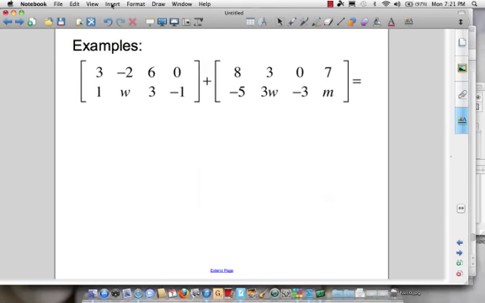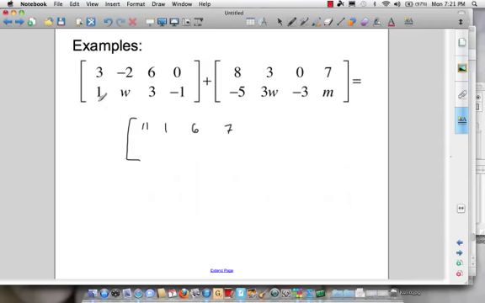Alright, so first of all, notice that these two matrices are exactly the same size. And when we add them together, we're going to get another matrix that's also that same size. So I know there's going to be two rows. And to get the first entry, I'm just going to take the 3 and add it to the 8. That gives me 11. Moving over, it's negative 2 plus 3, that's 1. And then 6 plus 0 is 6. And then 0 plus 7 is 7.